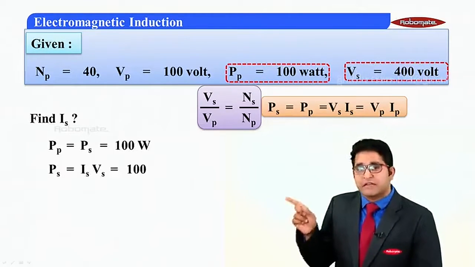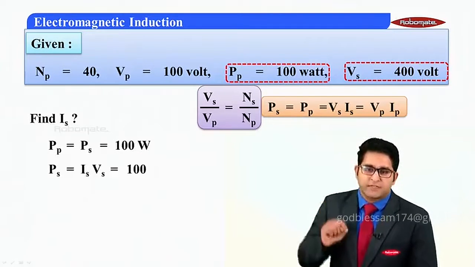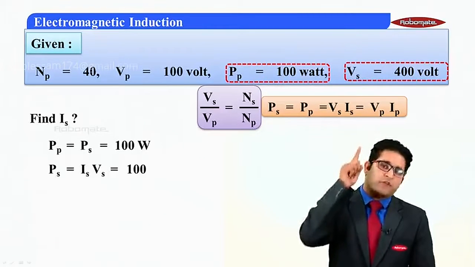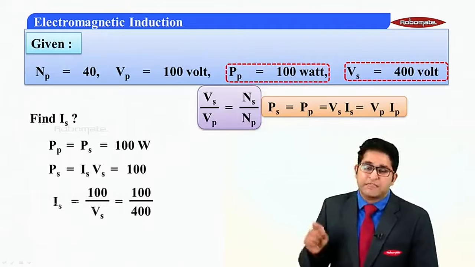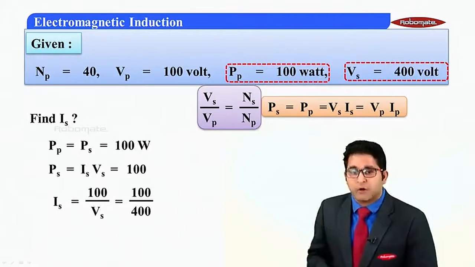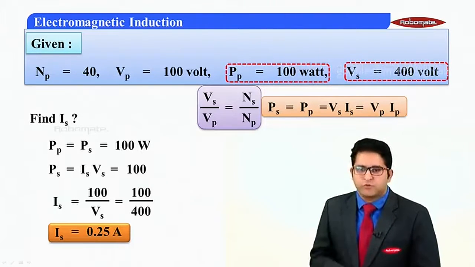And this 100 watts will be equal to Vs into Is. Now from this I can rearrange and get the value of Is. I'll be transferring Vs to the right hand side. So I'll get Is will be equal to 100 upon Vs, and we know the value of Vs as well. So this will become Is equal to 100 upon 400. Now what is 100 upon 400? This will come out as 0.25 ampere. Right? Now let us move further.